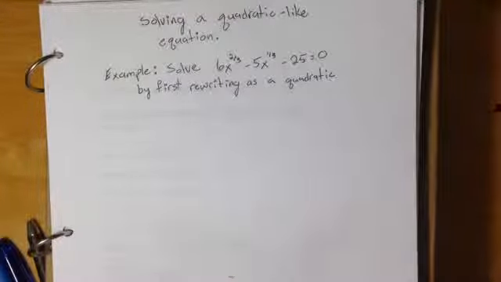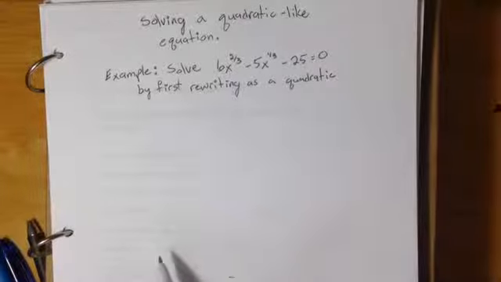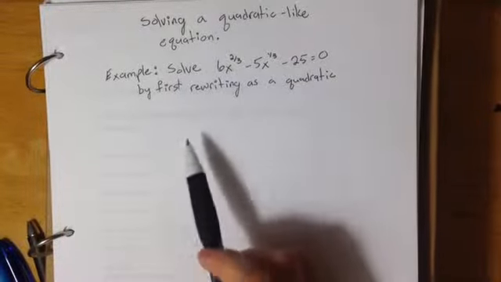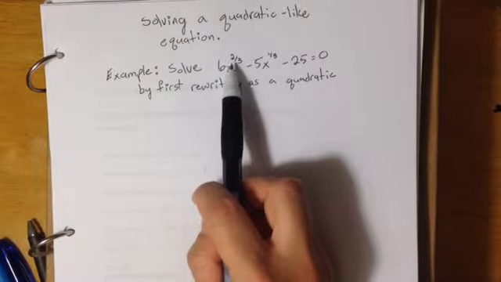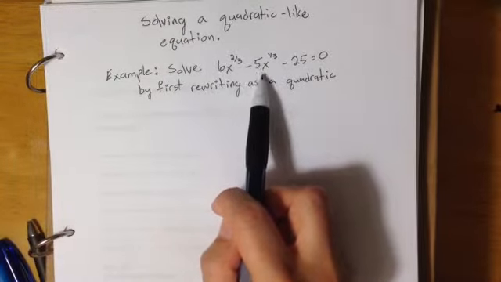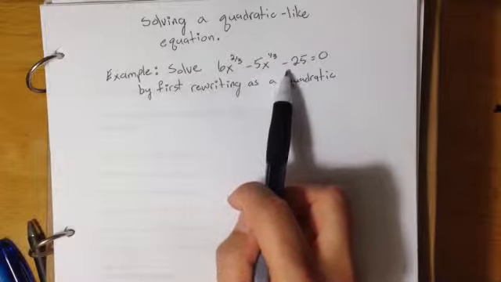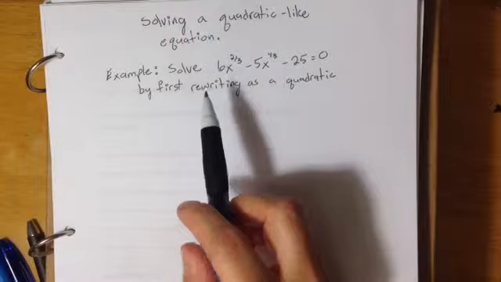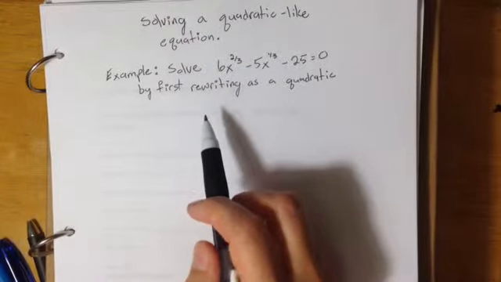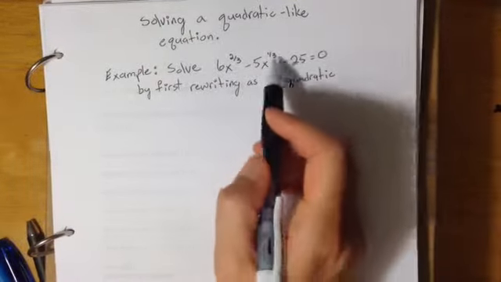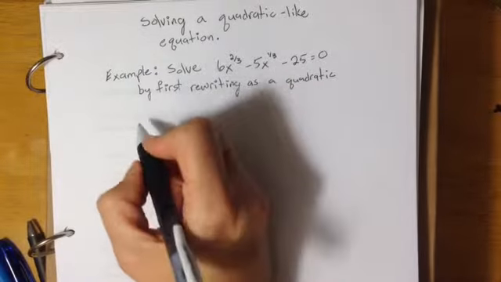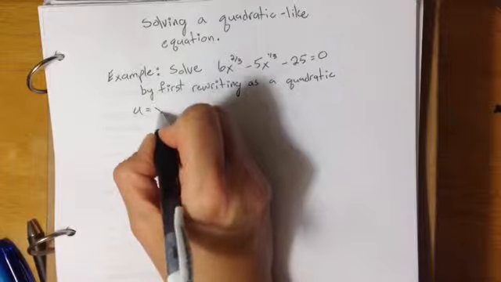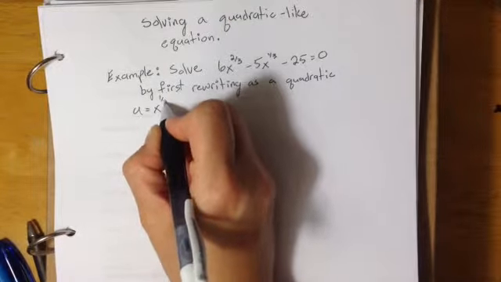In this video, we're going to solve a quadratic-like equation by first rewriting it as a quadratic. The example that I have is 6x to the 2/3 minus 5x to the 1/3 minus 25 equals 0. Now the trick to rewriting this as a quadratic is always to figure out a substitution. Typically, this middle term is going to be our substitute. I'm going to choose u equals x to the 1/3.